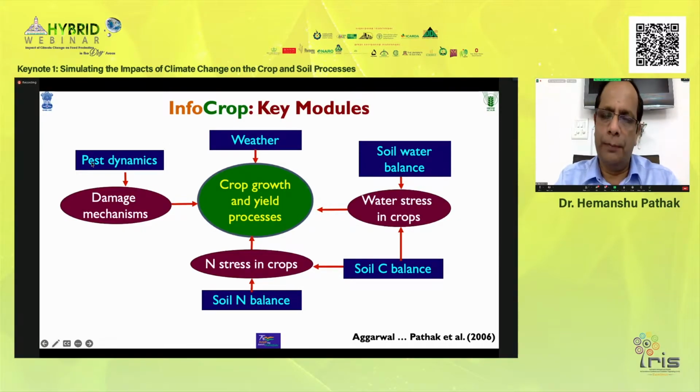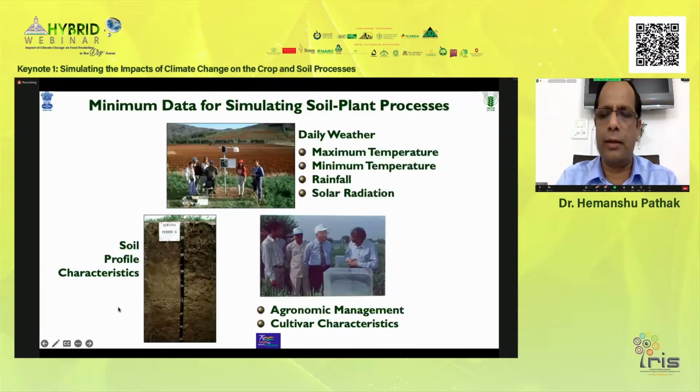But of course, if you want to calculate the impact of all of these things, soil water, soil carbon, soil nitrogen, pest dynamics, and so on, then you have the provision of switching on all of these modules, all of these components, and you are going to get complete information. But colleagues, you also know that to run a model, we need data. Some of the models are very, very data hungry, and as I said in the beginning, if you want more and more detailed information, you also need more and more data to be provided to the model.